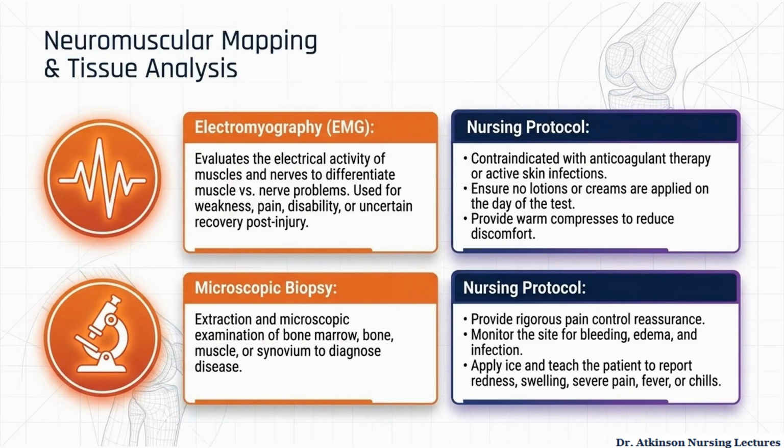EMG and muscle biopsy evaluate nerve and tissue function rather than structure. EMG measures muscle and nerve electrical activity to distinguish nerve disorders from muscle disorders and evaluate weakness or unexplained pain. Avoid lotions before the test, use warm compresses for comfort, and know that anticoagulation or skin infection may prevent testing. Muscle biopsy removes tissue from muscle, bone, marrow, or synovium for definitive diagnosis of myopathies and inflammatory disease. After biopsy, monitor for pain, bleeding, swelling, and infection, and teach patients to report redness, fever, chills, or worsening pain.